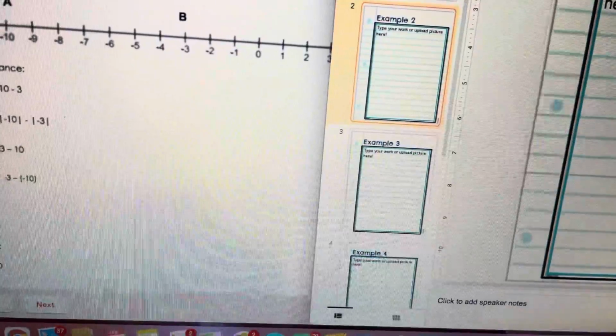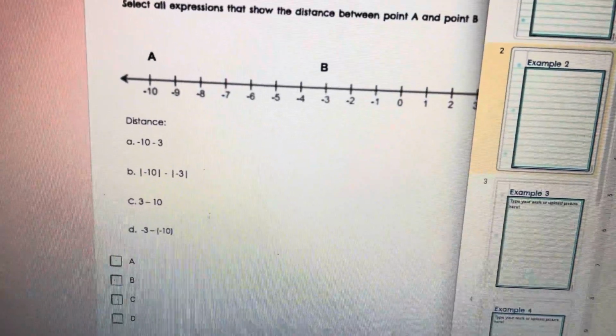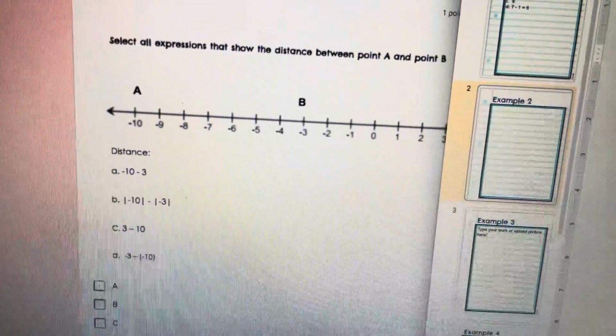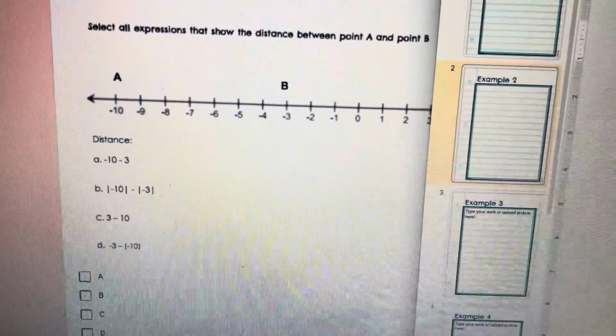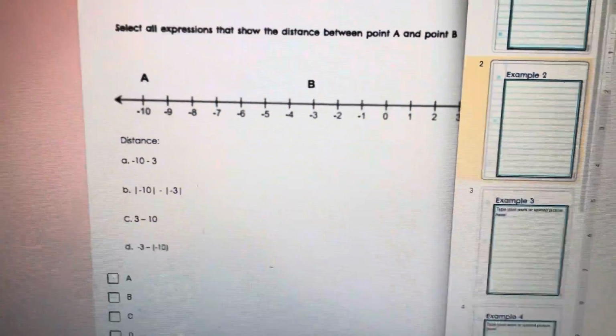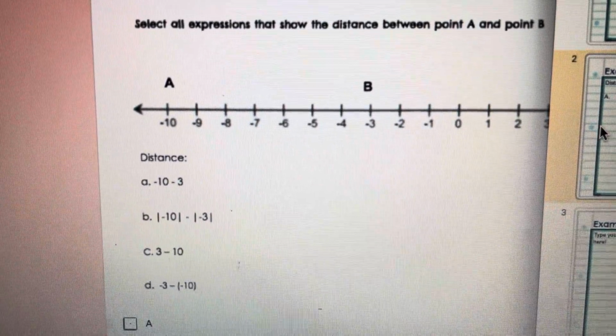Okay. Now, on your digital notebook, like I said, if you do not have paper, this is how you show your work. So you type a distance 7. Okay, now we have each one that we got to test out. So we have -10 minus 3.